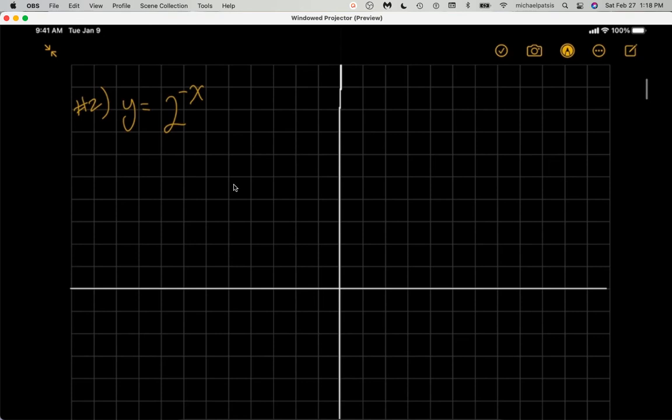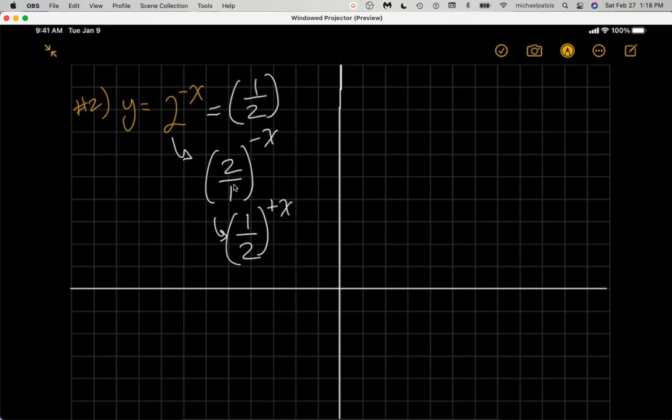Let's look at this one. Here, we remember that in exponents, if we have a negative exponent, we can flip what's in the parentheses and change the sign of the exponent. So this becomes 1/2 to the positive x. So that's the function I'm going to work with. These are equivalent functions. Now let's do the intuition.